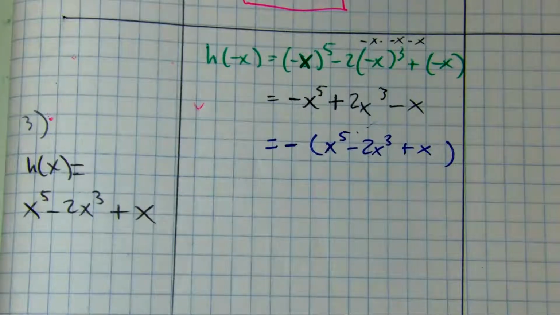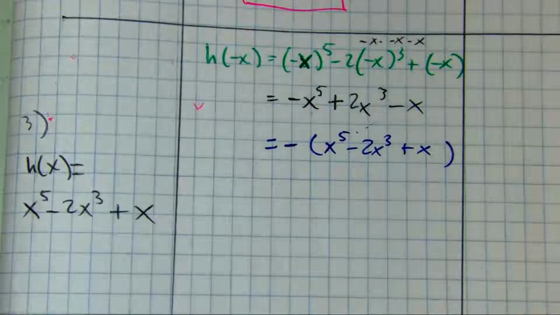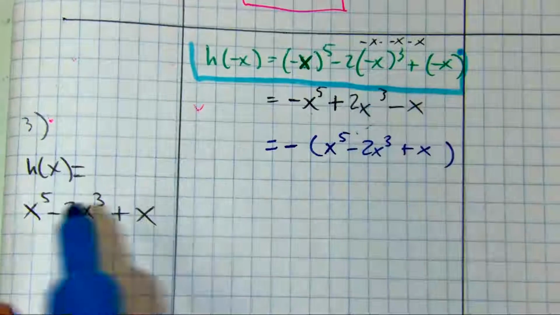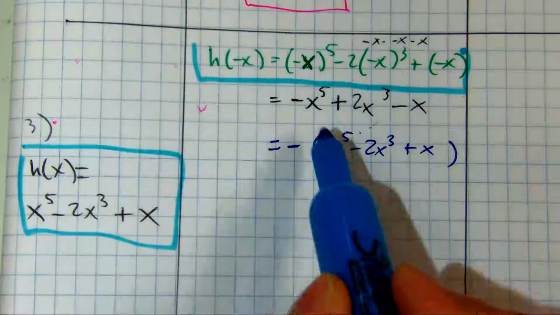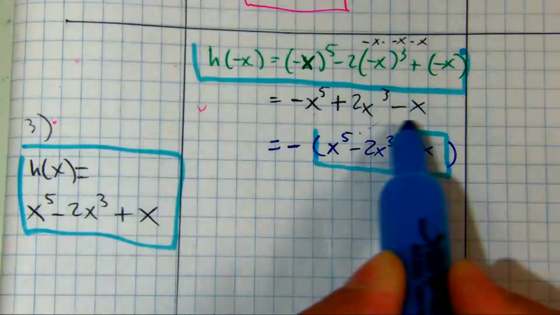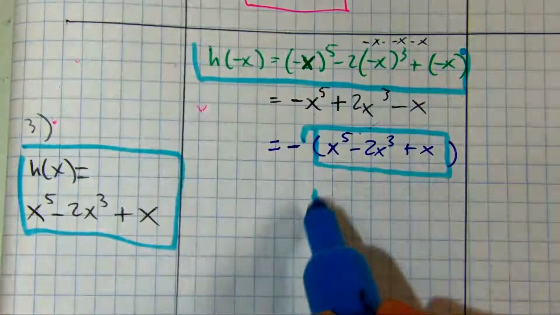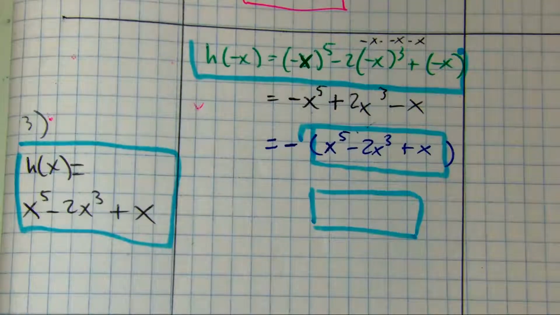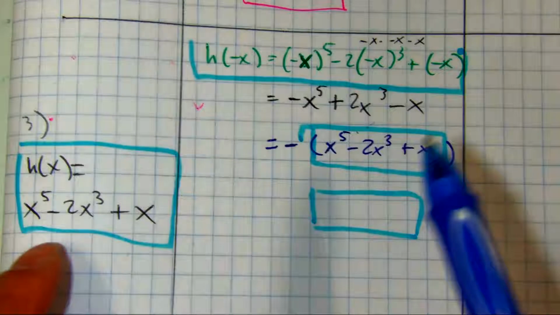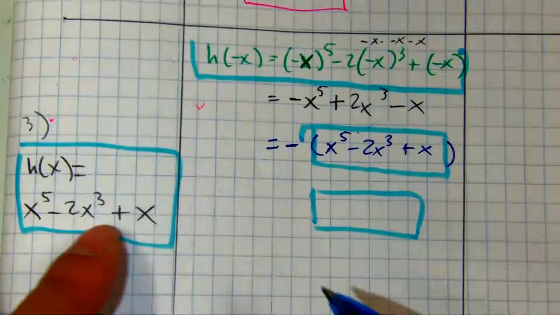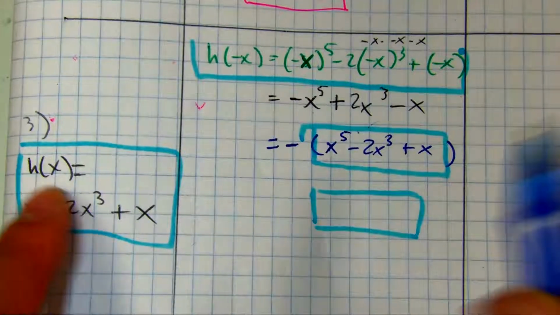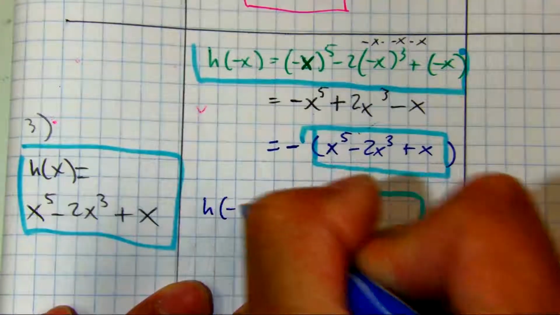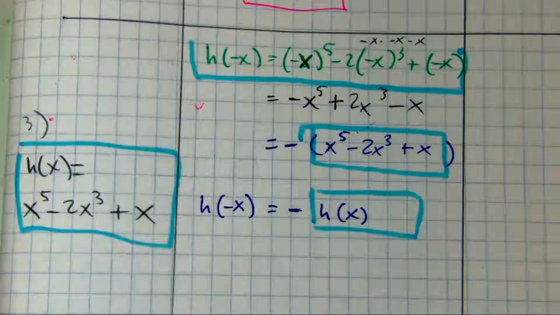Here's a substitution. Amy, every time I see x to the 5th minus 2x to the 3rd plus x, what am I going to write? H of x. Class, when it is the opposite of the original, then your answer is odd.